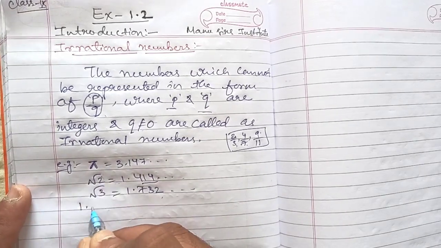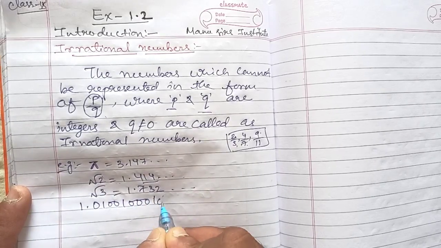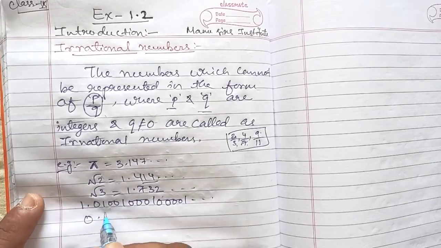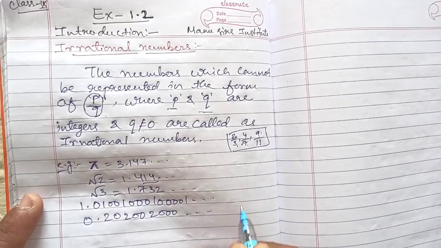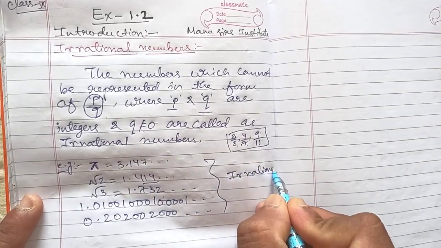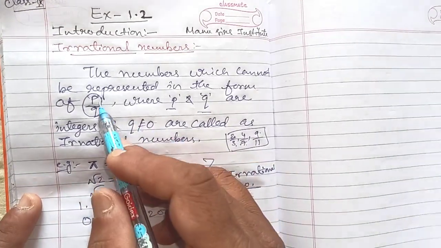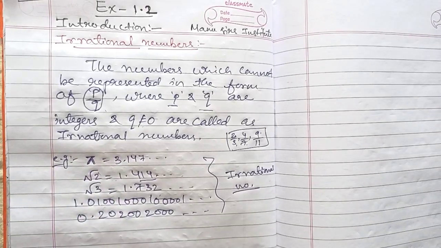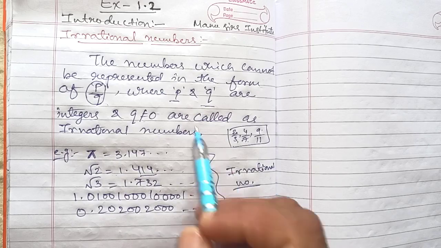One more example. Suppose we write 1.01 001 0001 0001 dotted. Or we write 0.20 200 2000. All these types of numbers are called irrational numbers because we can't express them in the form of p by q. Getting? So we will start exercise 1.2.